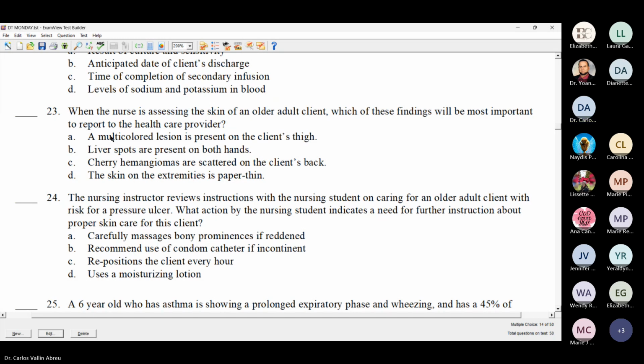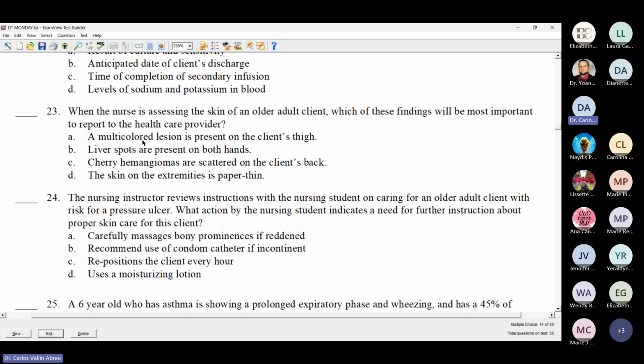So a lesion, a mole that has different colors could fit in the description of A, B, C, and D, which are the criteria for skin cancer, for malignant moles.